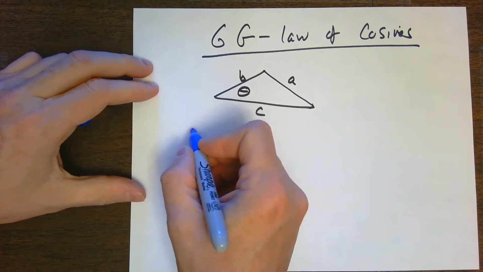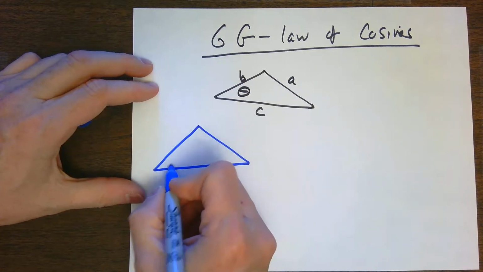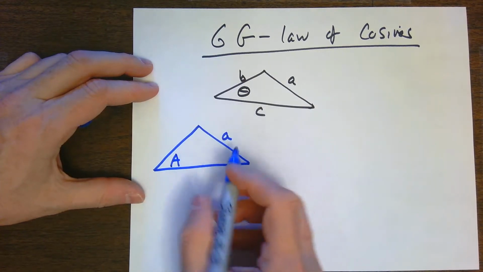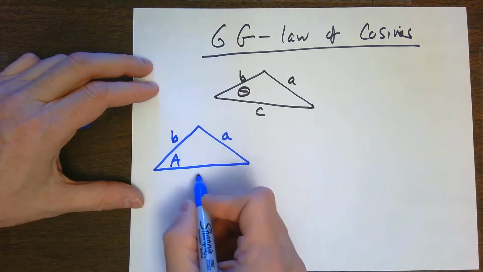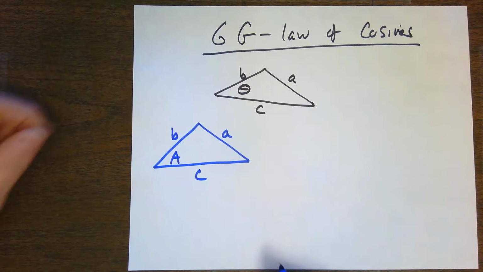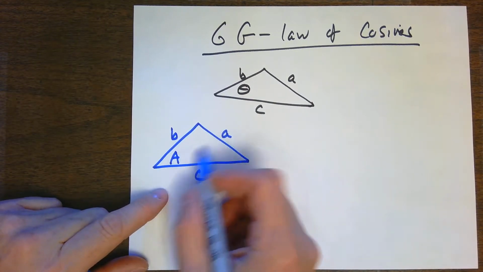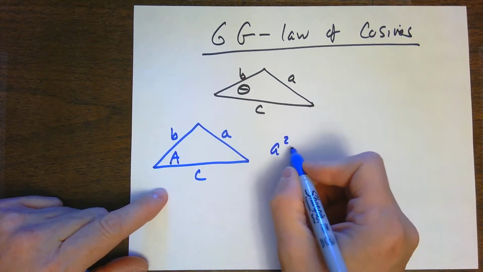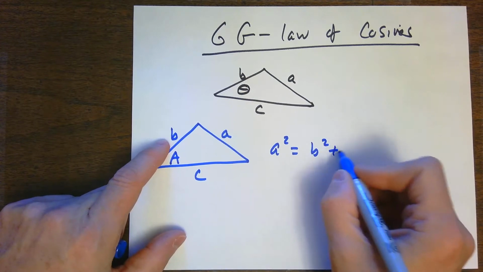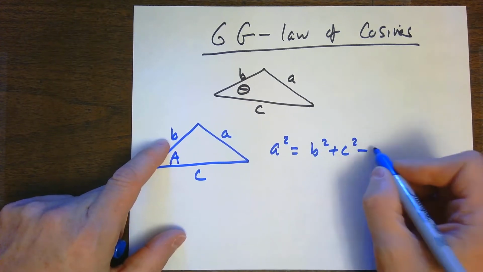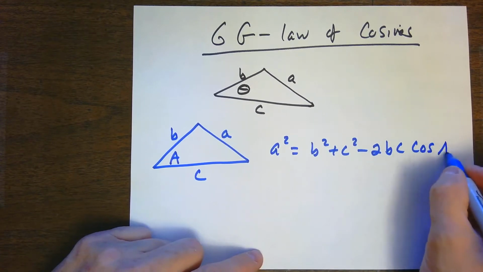So in the first variation, suppose I've got this is angle A, and then side lowercase a is across from angle A, and then B and C. What it tells me is that the side opposite from the angle squared is equal to the sum of the other sides squared minus 2 times BC times the cosine of the angle.